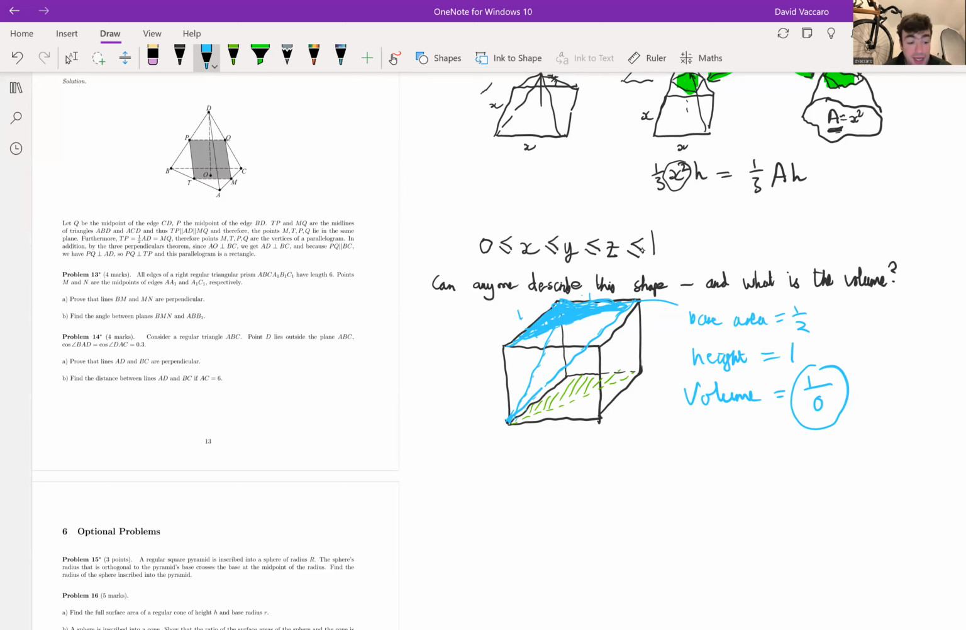But can anyone give a kind of counting reason why this volume is 1/6? So notice that this shape is a pyramid, a triangular base pyramid.